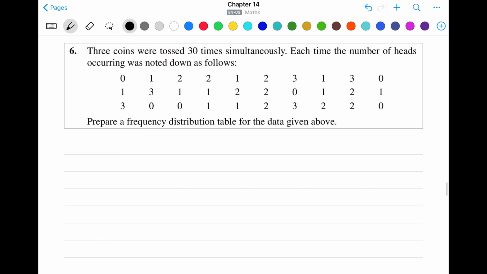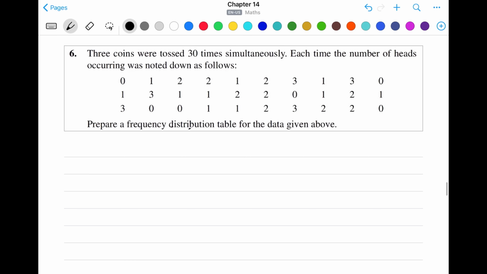Question number 6: 3 coins were tossed 30 times simultaneously. Each time the number of heads occurring was noted down as follows. So 3 coins were tossed simultaneously and the number of heads each time is noted down here. We are asked to prepare a frequency distribution table for this. Now we have to prepare a frequency distribution table, not the grouped frequency distribution table. So let's draw it now.